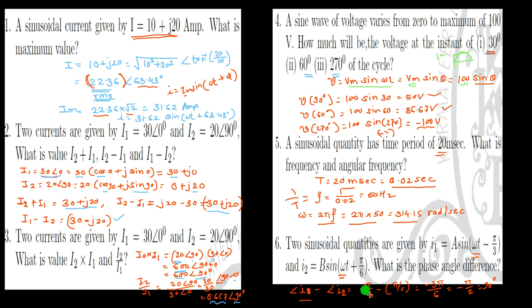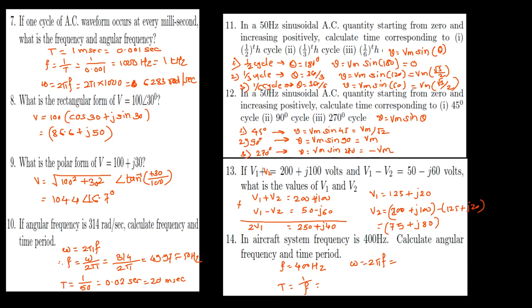Angle of first current is minus pi by 3, minus angle of second is pi by 6. So minus pi by 3 minus pi by 6 gives you minus 3 pi by 6, that is minus pi by 2, or you can say it is minus 90 degree. So it is minus 90 degree. Let's come to the next question.